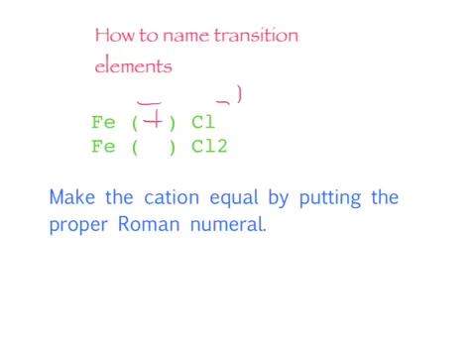If I have FeCl2, each Cl is -1, but I have two of them, so it'll be -2. By doing that, I'm going to have Roman numeral 2.